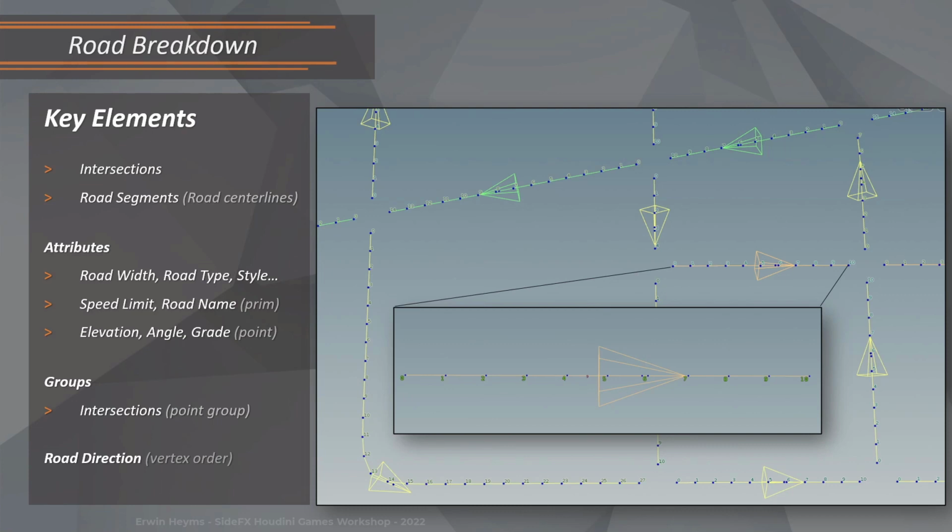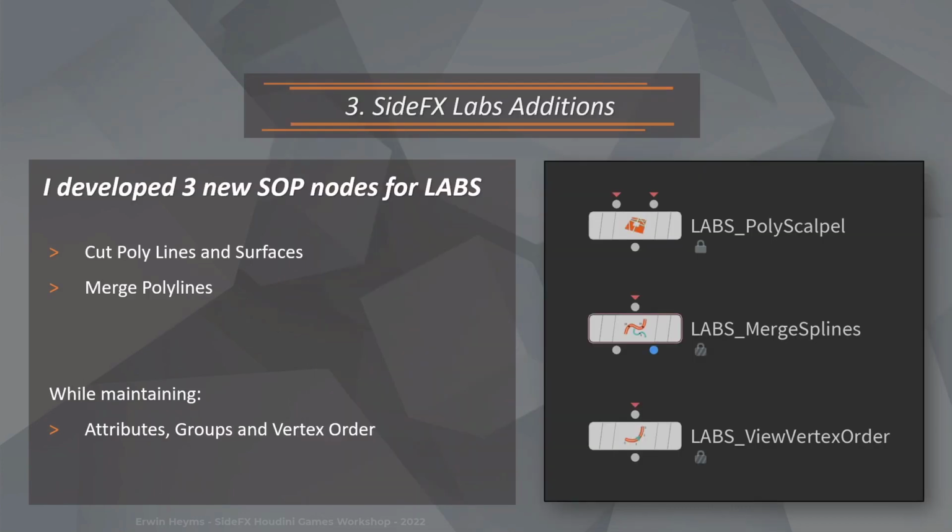So we need to know what the curve direction is, and we need to be able to edit it safely. Now for that, I've been making a couple of tools, and I'll be sharing those with you right here in this workshop. They're now part of the Labs toolkit. For the Labs toolkit, I've developed 3 new subnodes, which include the Labs Poly Scalpel, the Merge Splines node, and the View Vertex Order node.